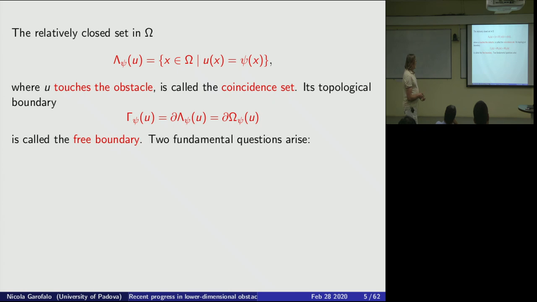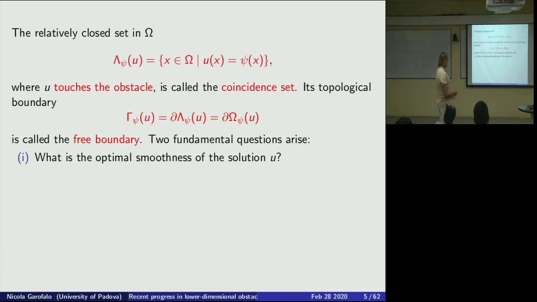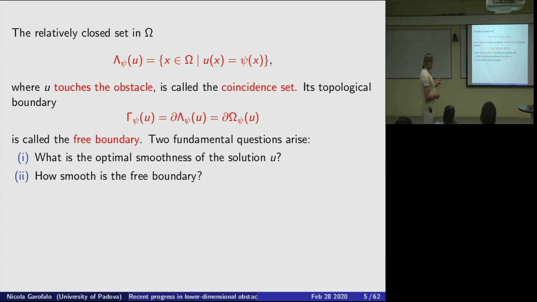So the unknowns here are U, the solution to the problem, and the free boundary. And once you have this in mind, there are two fundamental questions which arise. The first one is, what is the optimal smoothness of the solution? We know that harmonic functions are smooth, in fact they are real analytic. How smooth is the solution of the obstacle problem? Well, of course, away from the coincidence set, it's a harmonic function, so it's very smooth. But across the free boundary, as you will see in a moment, there is something that happens. So there are two questions. What is the optimal smoothness of the solution, and how smooth is the free boundary?